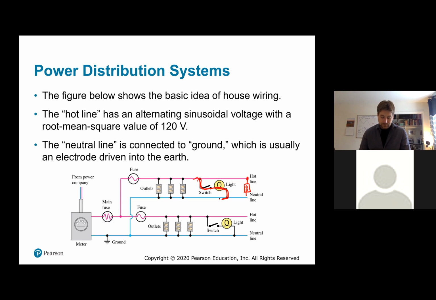So we have a main fuse in series with a parallel arrangement of multiple fuses, one for each circuit that the house is constructed on. Each of those circuits, all the outlets in the kitchen, let's say, are on the same fuse. And all those outlets are in parallel with each other on that same line, on that same circuit.